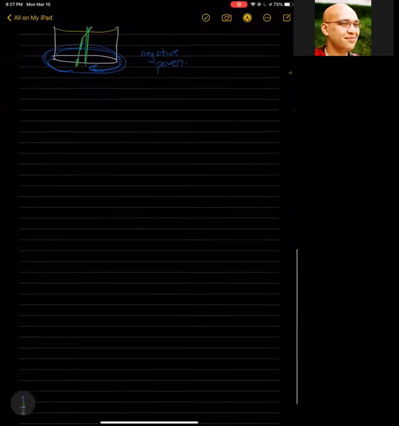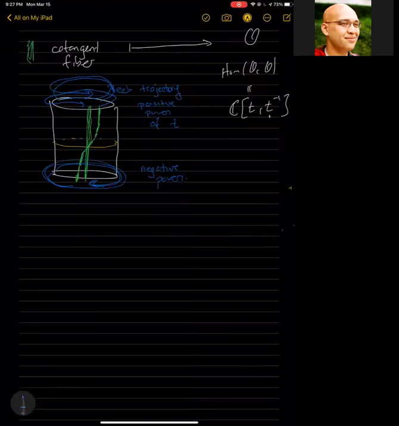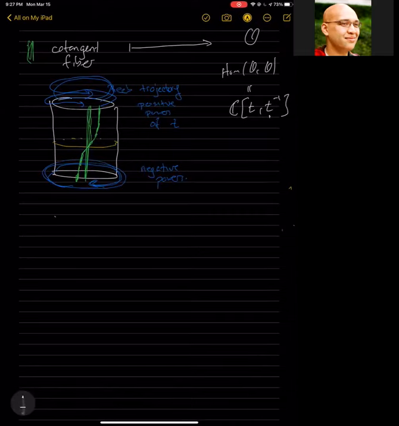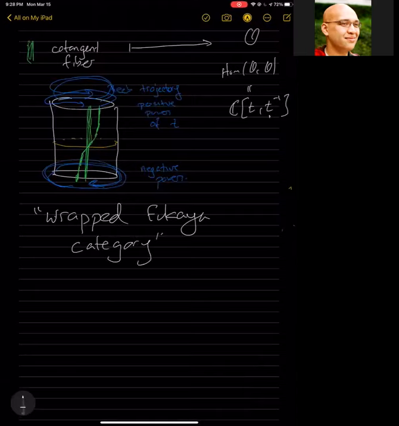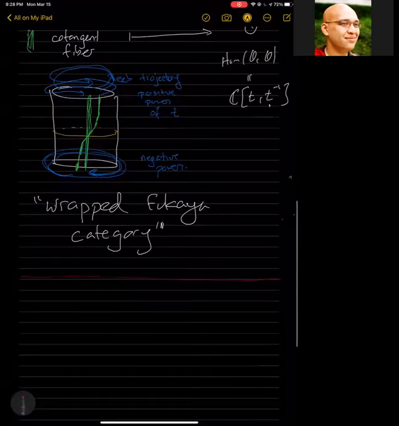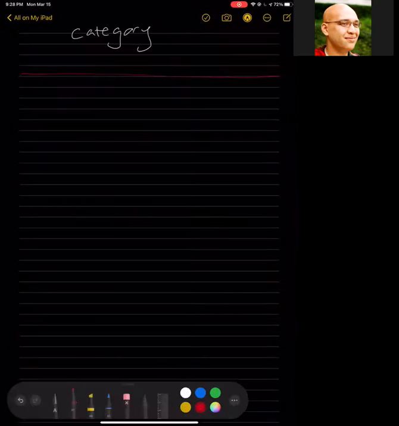So maybe just to say the words, including the intersections at infinity is what people call the wrapped Fukaya category. But I will just call it the Fukaya category. That was the example of the cotangent bundle of S1 and C star.